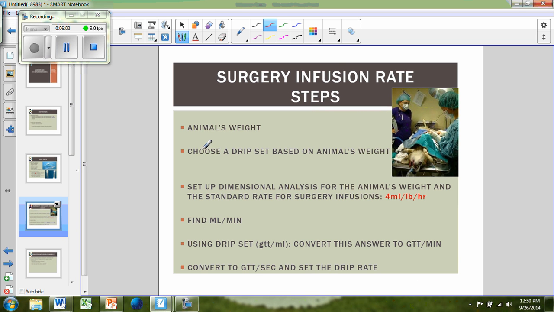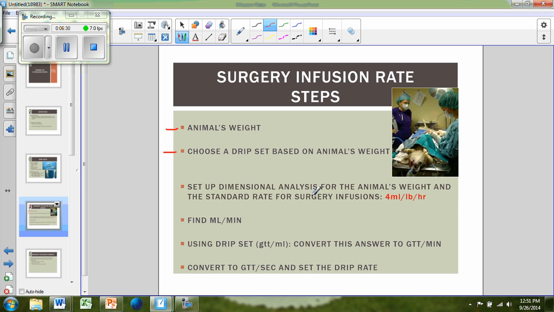So we're going to start off with our surgery infusion rate, and we'll go through the steps here. The one thing that I always like to do is write out the information that I need to know whenever I'm given a problem. So the first one is the animal's weight. I always write the animal's weight up at the top of my paper. I always choose a drip set, which is based on the animal's weight, which we just went over. You're going to choose the 15 drop per ml or the 60 drop per ml.